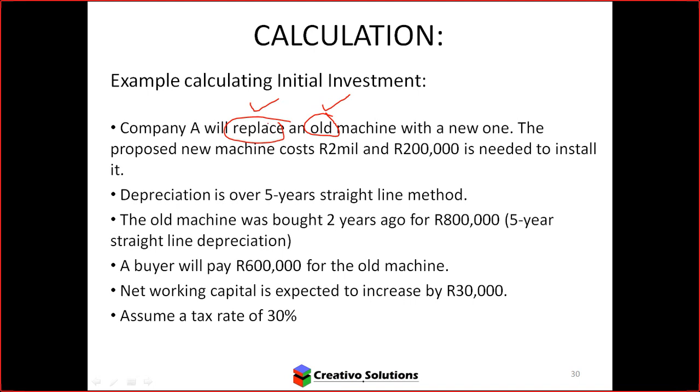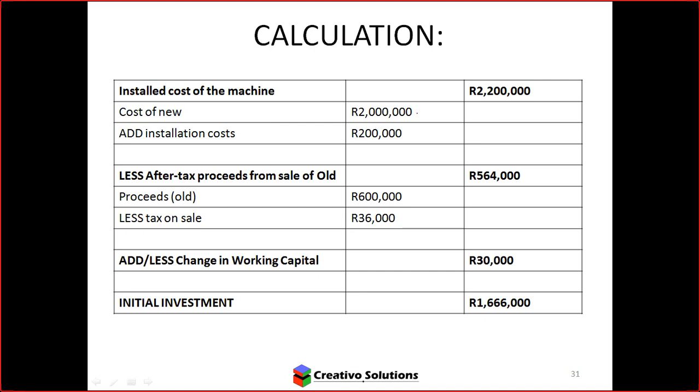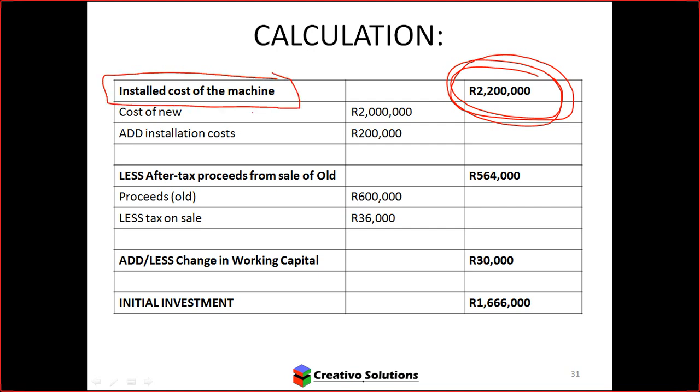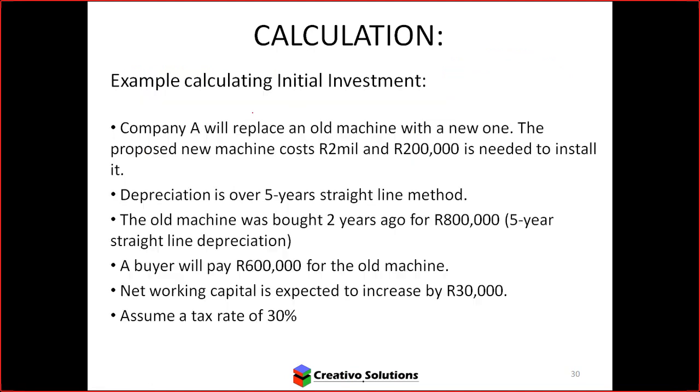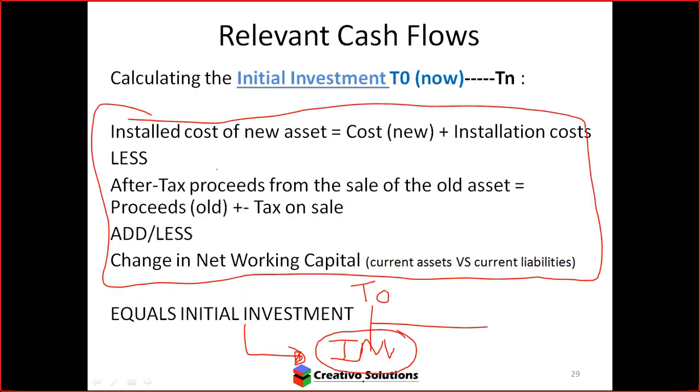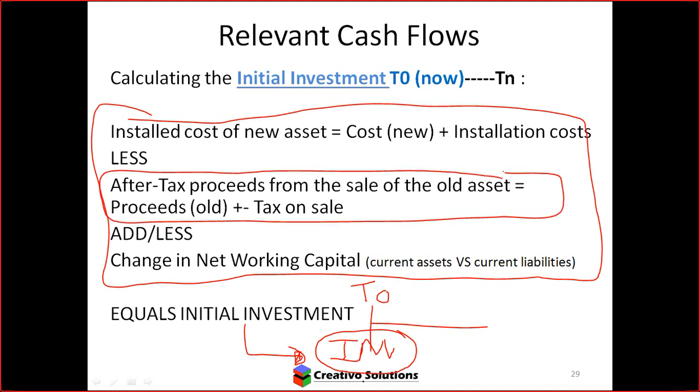Great. Okay, how much does the new machine cost? 2 million? Correct. Do I need to install it? Yes. So how much does the actual machine cost? 2.2. Correct, there it is. Okay, so here's the install cost of the machine. Is that alright? Yes. Okay, great. Right, now we need to look at what? Let's go back to the formula. The formula gave us step number 2. What do I do with step number 2?